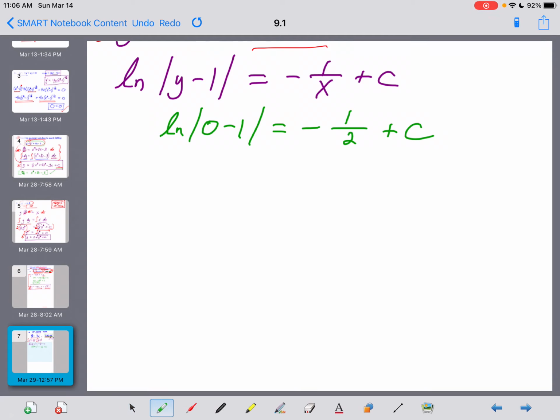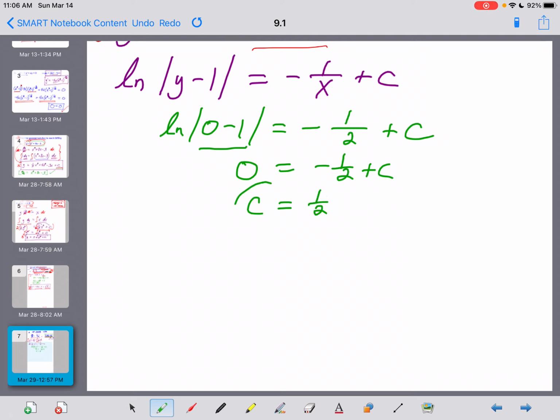So what's going on here, guys? The 0 minus 1 is negative 1, which is a problem because the natural log of negative 1 doesn't exist. But because of the absolute value, that becomes the natural log of positive 1, which is 0. And that equals negative 1/2 plus c, so we get c equals 1/2.